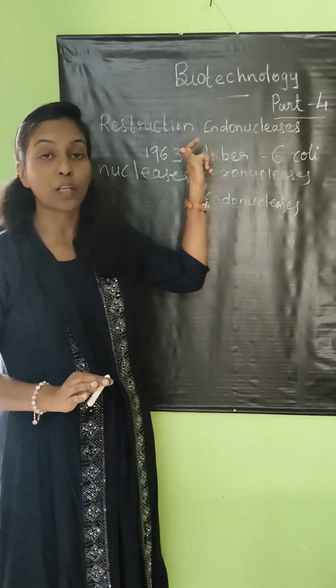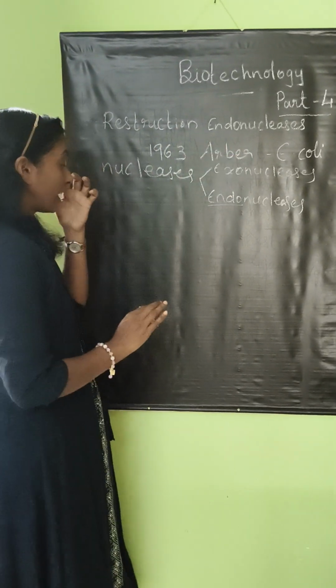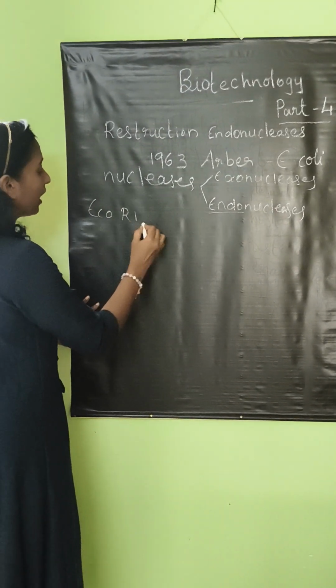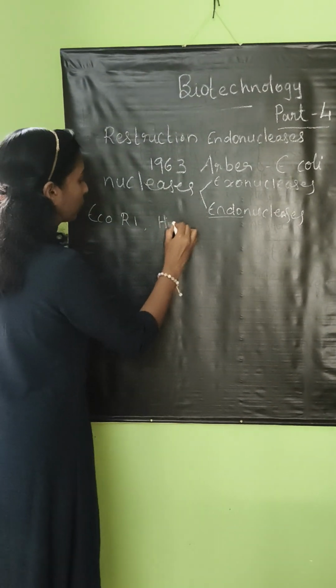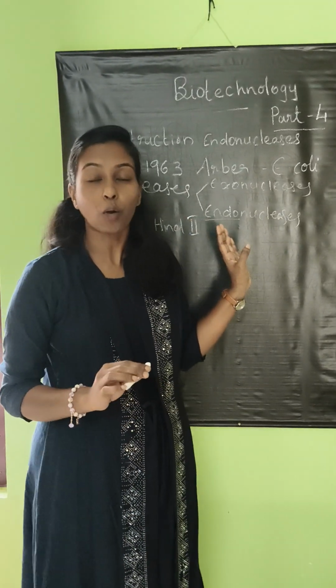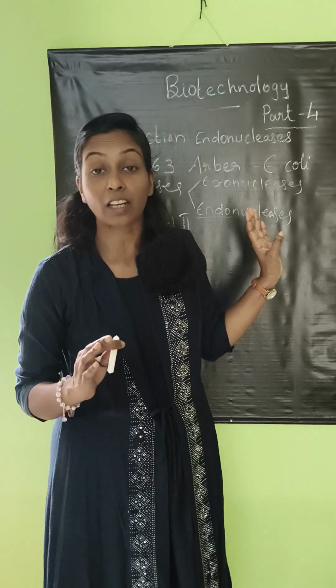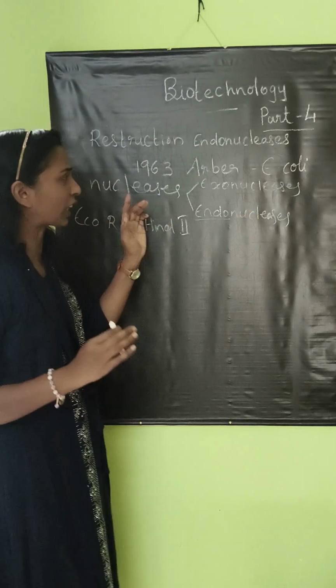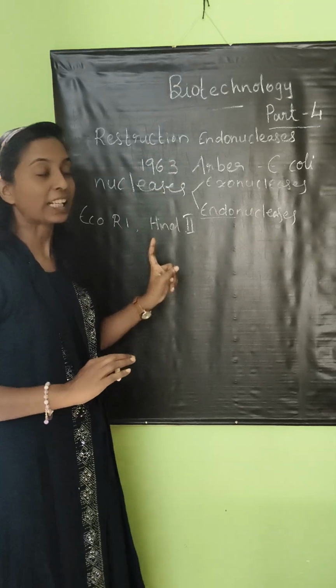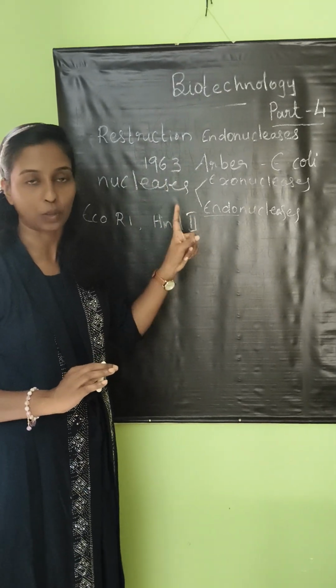There are different types of restriction endonucleases. Here you can understand some examples. I will write EcoRI and another one, HindII. There are many restriction endonucleases. Now we have more than 900 restriction endonucleases, extracted from more than 200 strains of bacteria. Here I have written two different examples of restriction endonucleases.